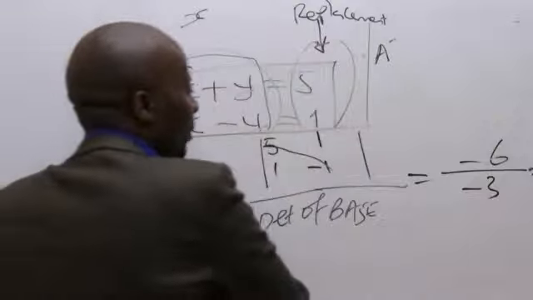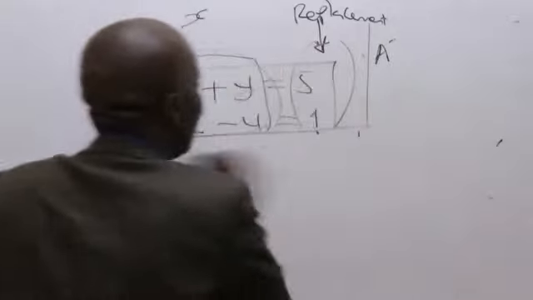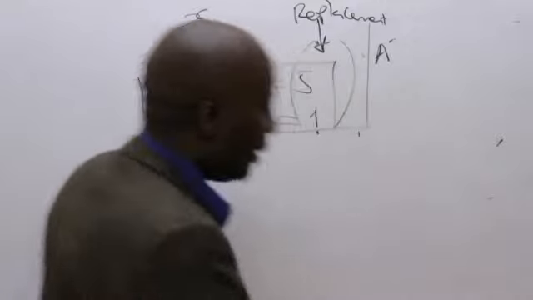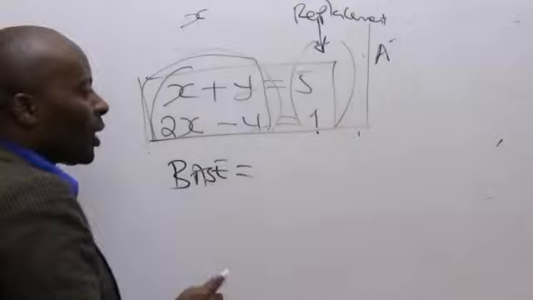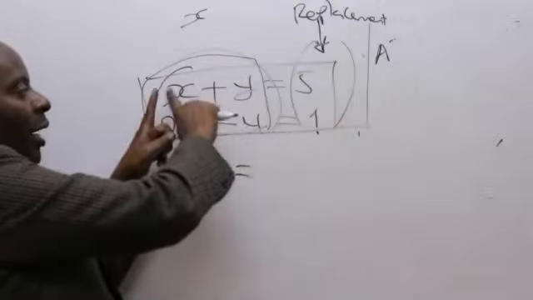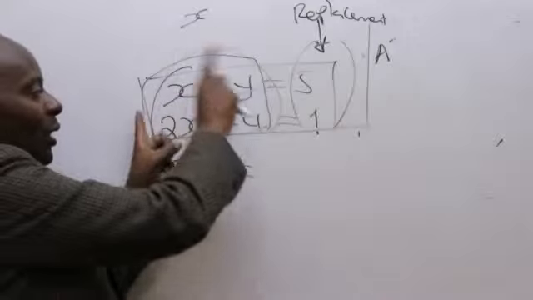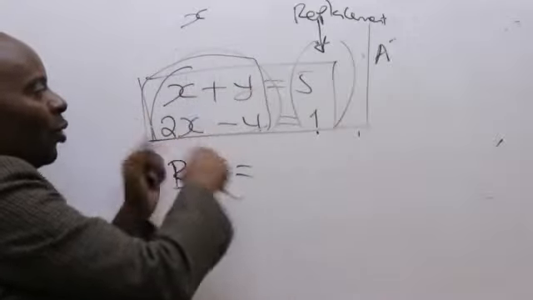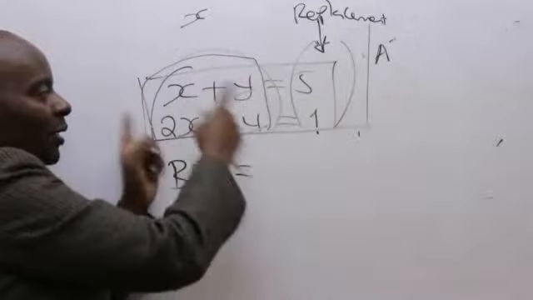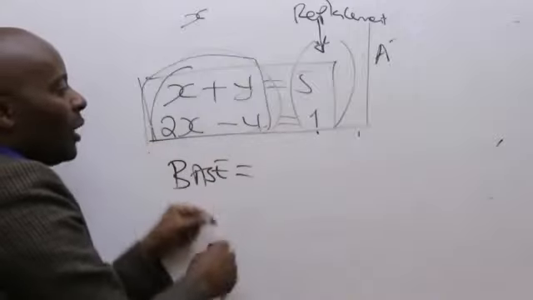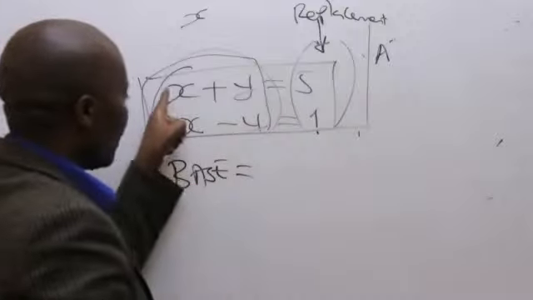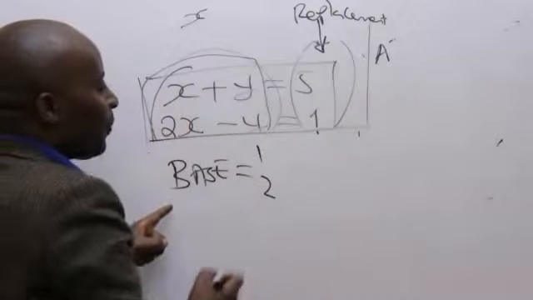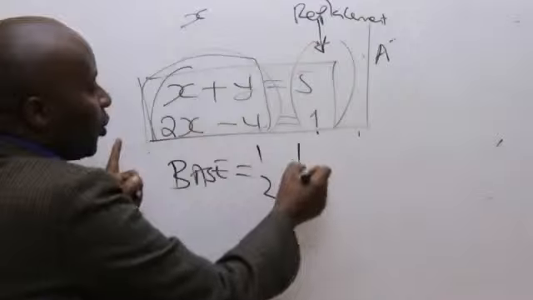Remember, when we began, we started by defining the base matrix. And the base matrix, we said, is constituted by what here? The coefficients of the unknowns, the coefficients of x and y, those numbers that come before x and y. So now I can see the first column is 1, 2, and the second column is 1 and minus 1.